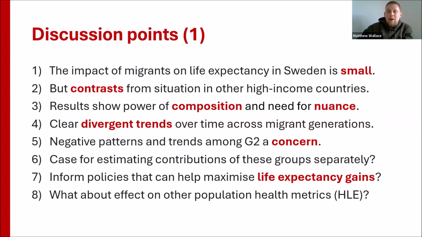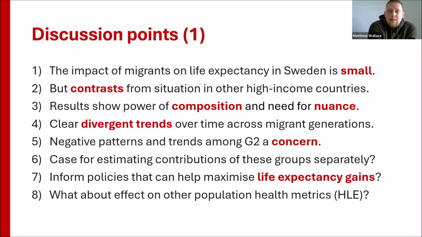But it's undeniable that the impact of migrants on life expectancy in Sweden is small. Certainly compared to Australia, and certainly compared to the United States. But what's interesting about Sweden is it contrasts from the situation in other high-income countries. I think the results show the power of the changing composition of migrant flows and migrant populations, and the need for nuance in our analyses when we're just taking all foreign-born and looking at the impact of that very heterogeneous group. There are clear divergent trends over time and across migrant generations, and I think the negative patterns and trends among the second generation are a particular concern.